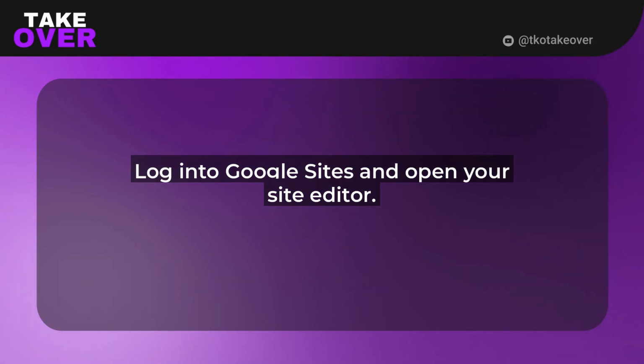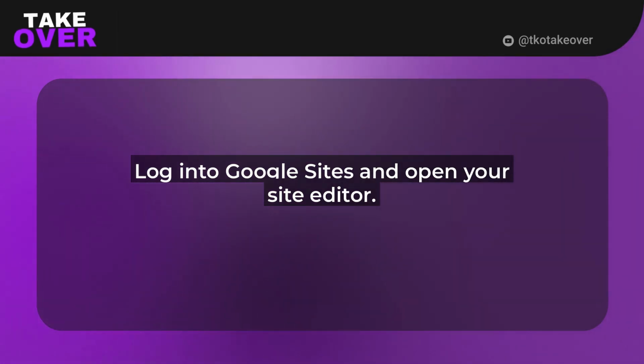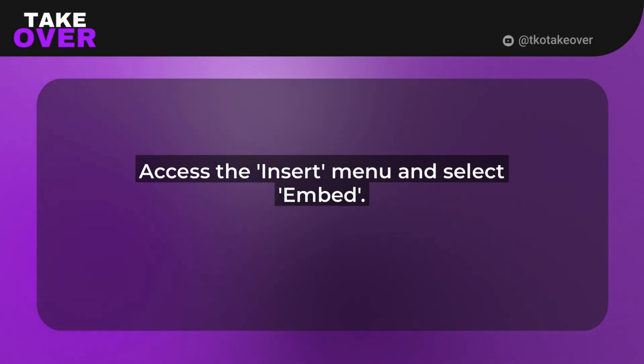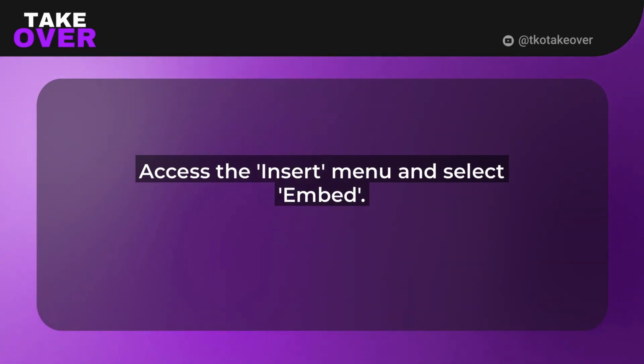First things first. Make sure you're logged into your Google account and head over to Google Sites. If you don't have a site yet, create a new one. It's super straightforward. Once you're in your site editor, click on the Insert menu at the top. Look for the Embed option. This is your gateway to adding external content like weather widgets.